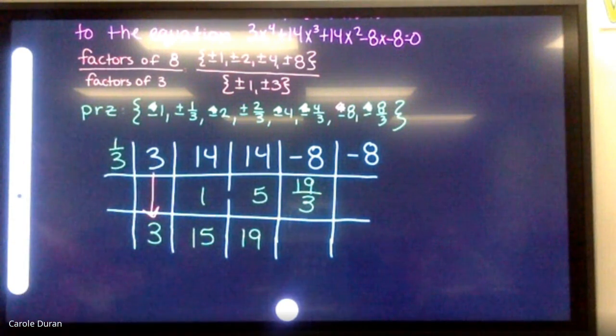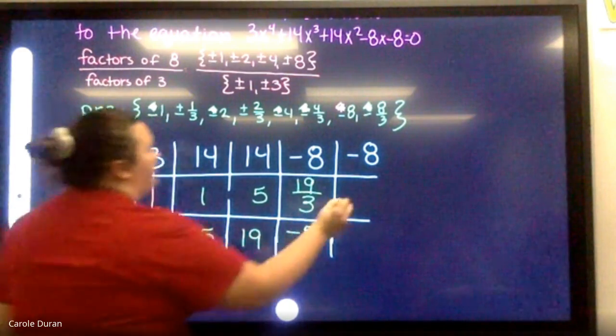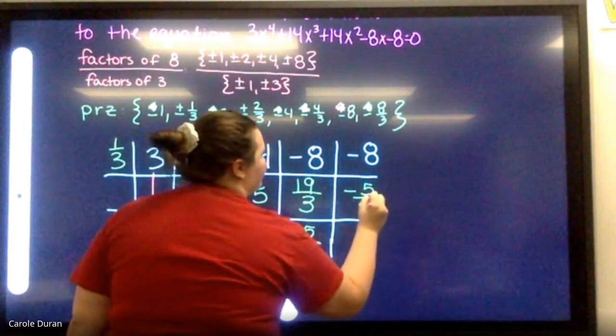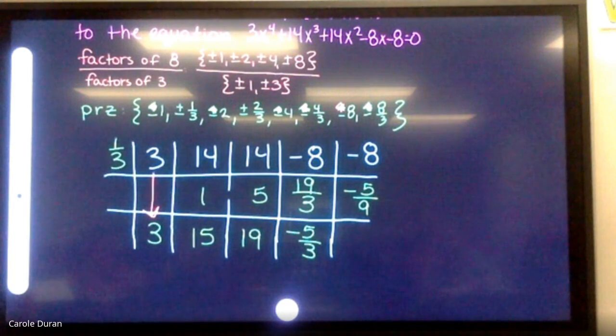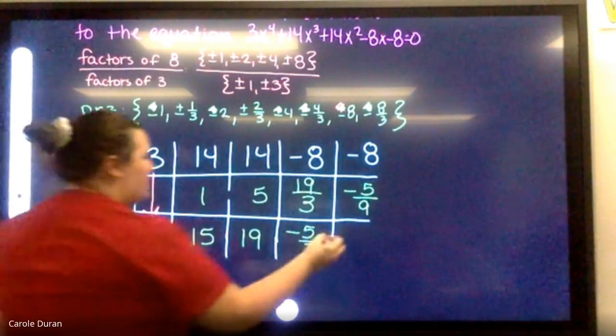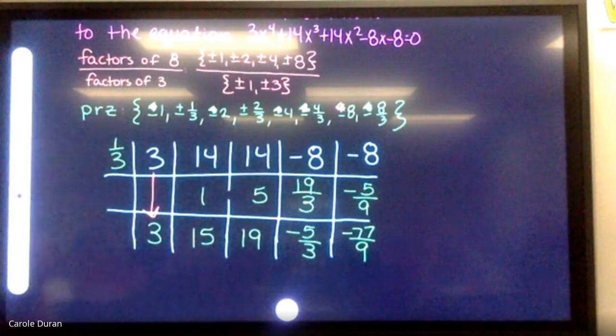Negative 5/3. Yeah, negative 5/3 times 3 gives me negative 5/9, which is going to give me a negative number. It's going to be negative 7. It is not an upper bound, and it is not a 0.